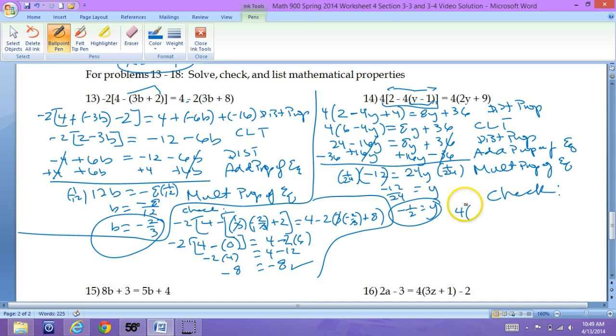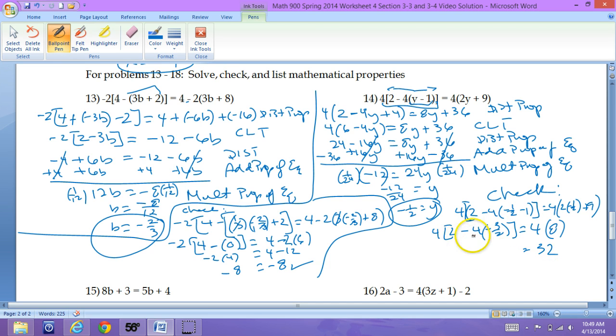4 times bracket 2 minus 4 times negative 1/2 minus 1 bracket, and on the right, 4 times 2 times negative 1/2 plus 9. Okay, so 4, 2 minus 4 times negative 1/2 minus 1 is negative 3/2. It needs to come more quickly than it might be coming to you right now. 2 times negative 1/2 is negative 1. Negative 1 plus 9 is 8. So on the right hand side I get 32, so I'm hoping I get a 32 somewhere on the left hand side.